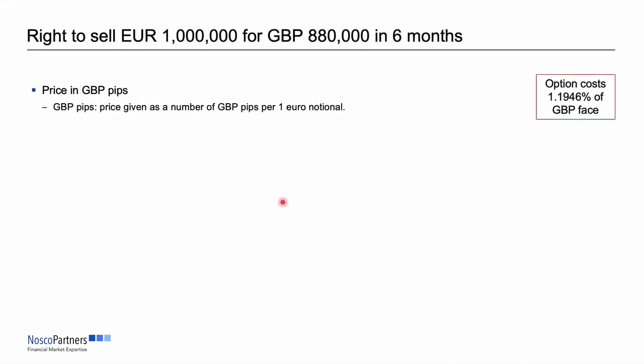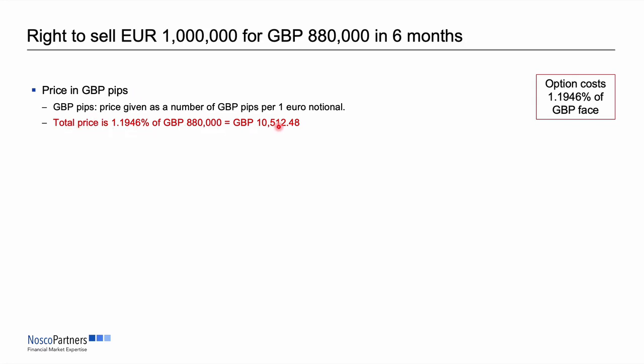Now that we have reviewed this duality between calls and puts, let's now convert the premium. The premium here is given as a percentage of the pound face, and the question was to convert this price in pound pips. So first you have to remember, what are pound pips? The price expressed in pound pips is the price per €1 notional expressed in pounds, more precisely expressed in pound pips. So what do we do? First, we calculate the total price.